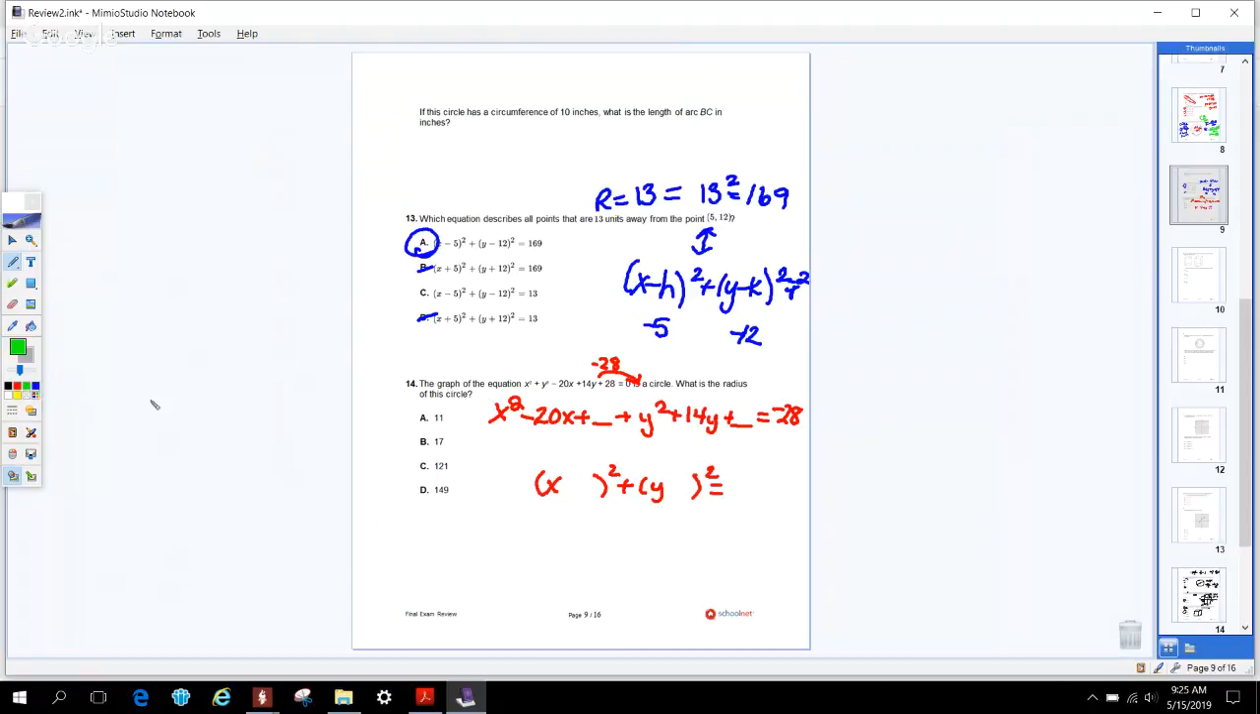And then to complete the square, going down, we divide by 2. So this will become negative 10. Going up, we square it. So we're going to add 100. Then going down again, we divide by 2, positive 7. Going up, we square it, 49. Then we add all those numbers up. Pretty sure it's 121.